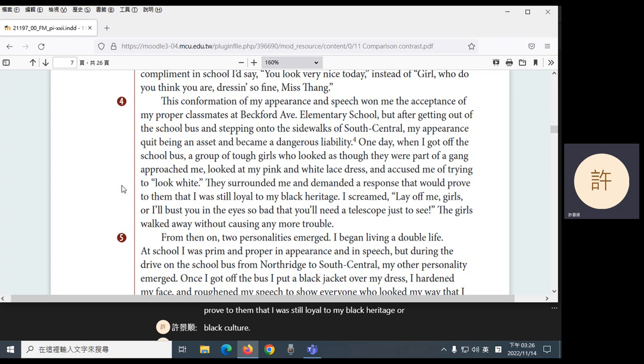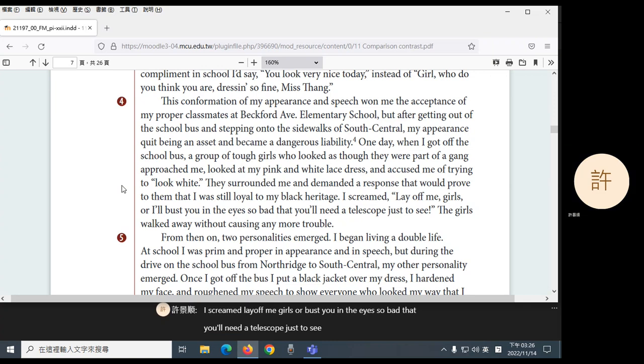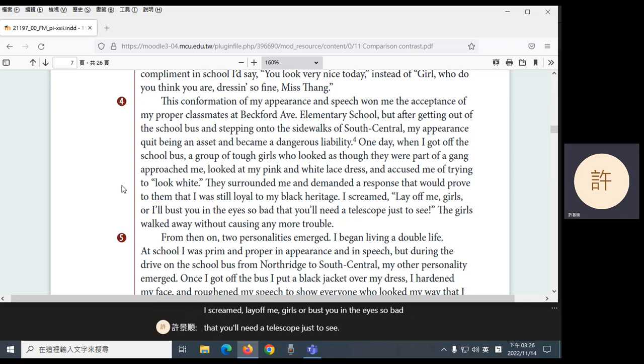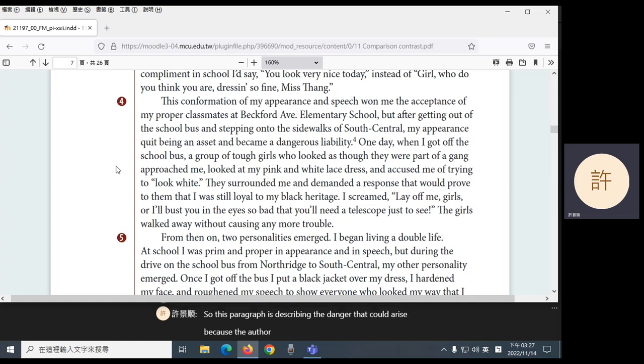I screamed, "Lay off me, girls, or I'll bust you in the eyes so bad that you'll need a telescope just to see." Again, this means stop harassing me or I will hit you very hard. The girls walked away without causing any more trouble. So this paragraph is describing the danger that could arise because the author is presenting herself in two very different ways.